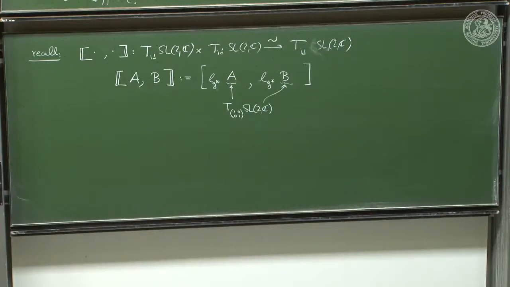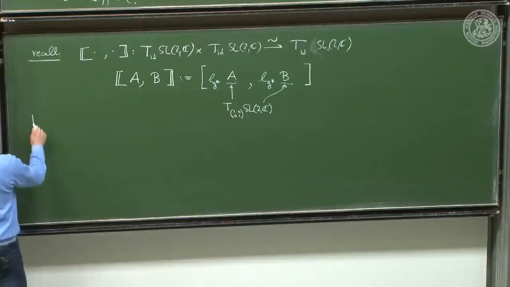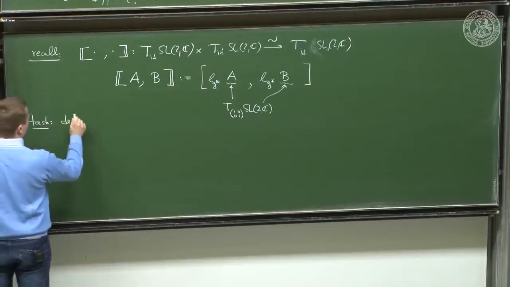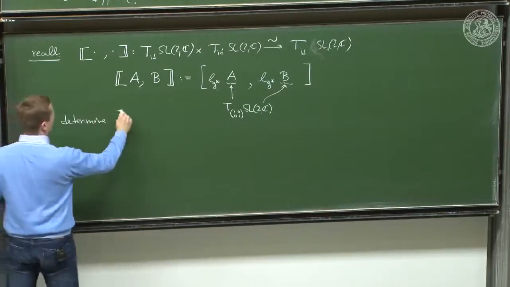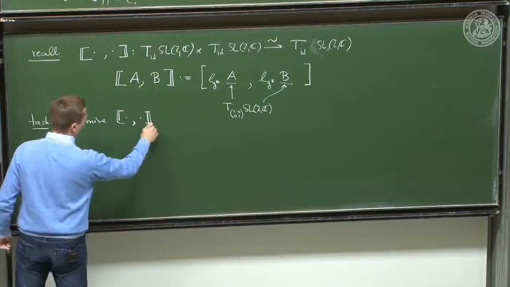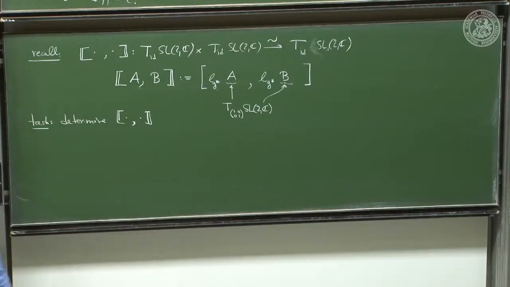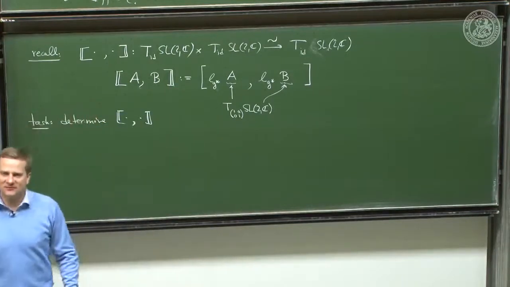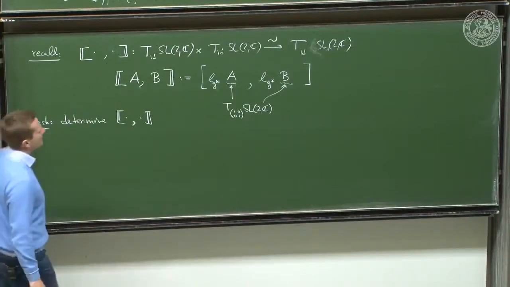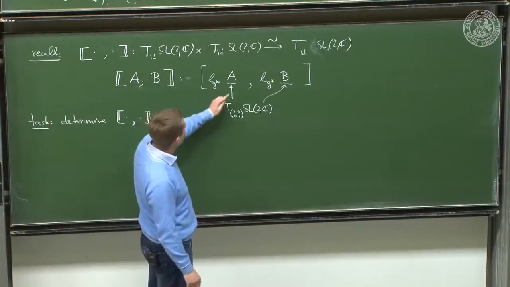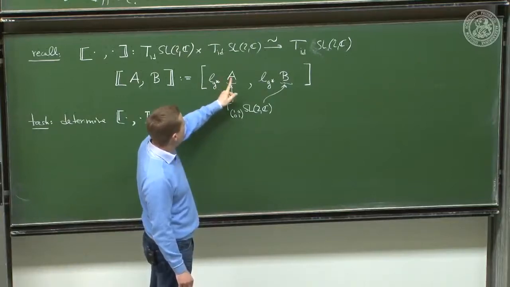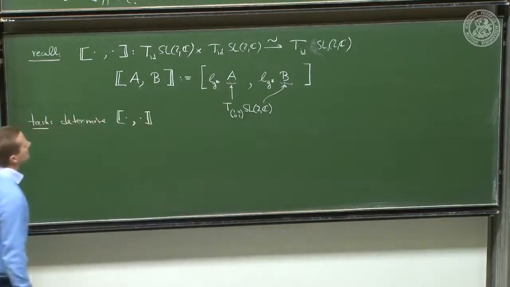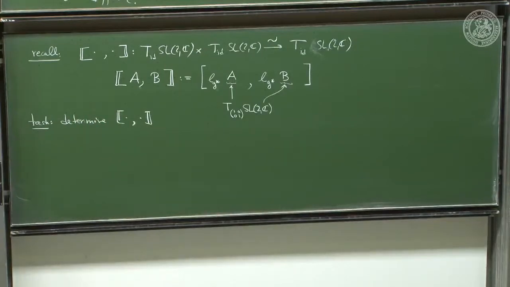Okay, let's try to do this. So, task: determine the bracket. Or in other words, determine the structure constants of this bracket. Okay, so now how do we have to go about this? We have to calculate the push forward of some vector at the identity. So let's try to calculate that guy.